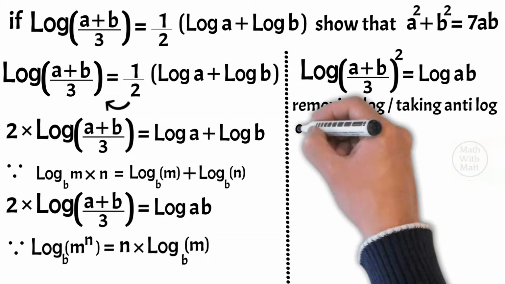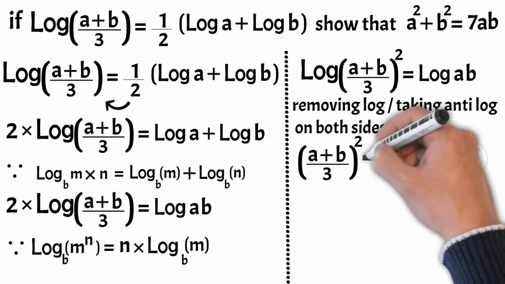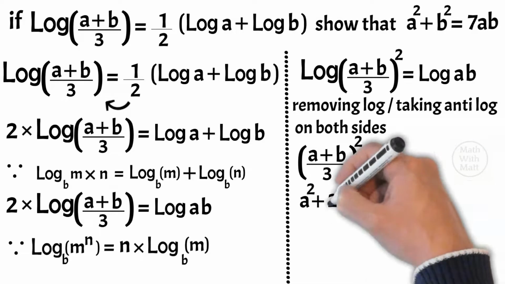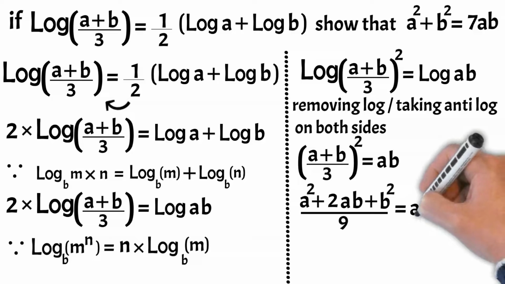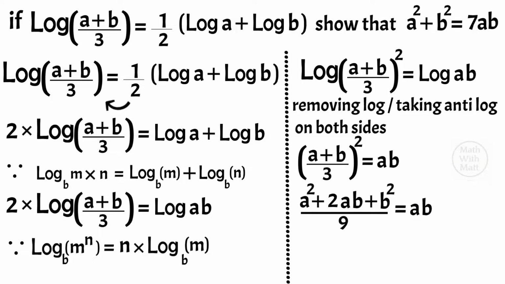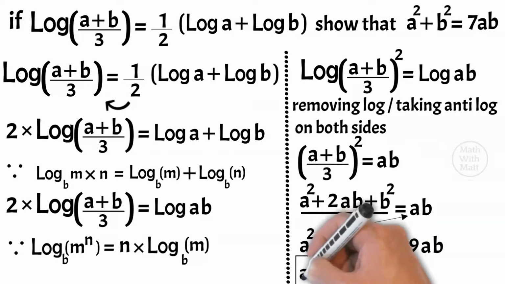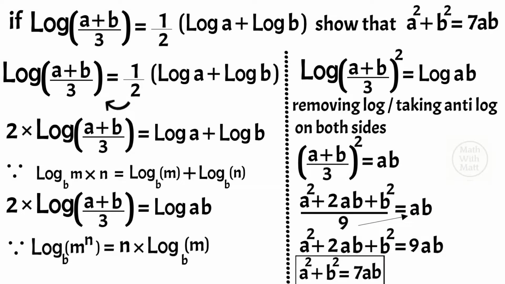Now we remove log from both sides, leaving us with only ((a plus b) upon 3) squared equals ab, which further gives us (a squared plus 2ab plus b squared) upon 9. This 9 we will take to the right side, to get 9ab. Now we move the 2ab to the right side, which will yield the answer as a squared plus b squared equals 7ab.